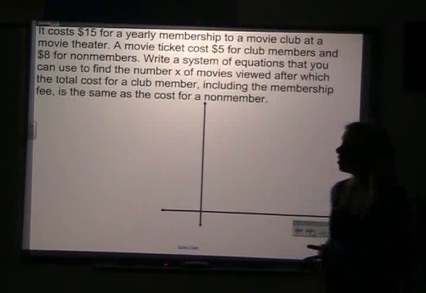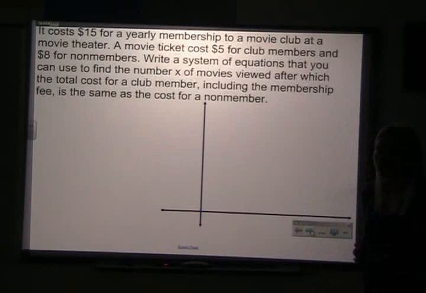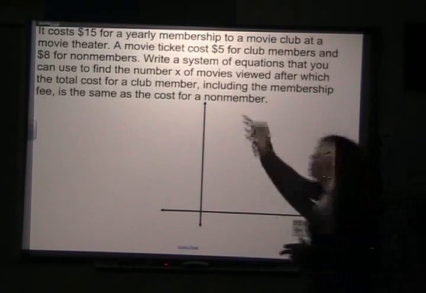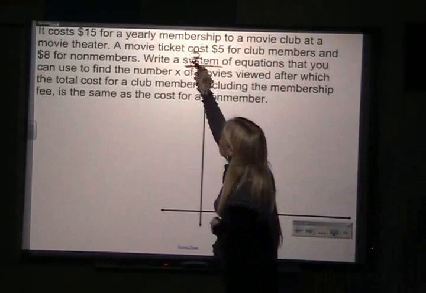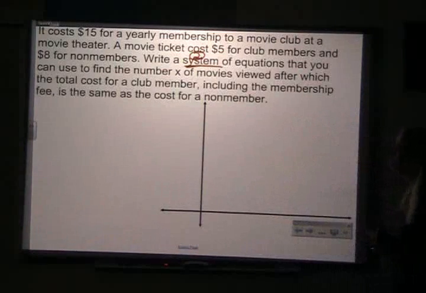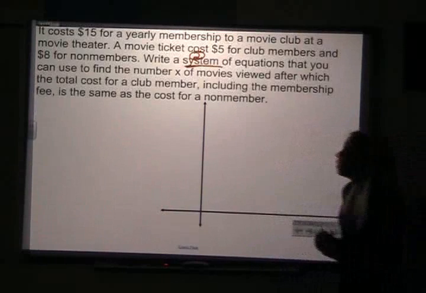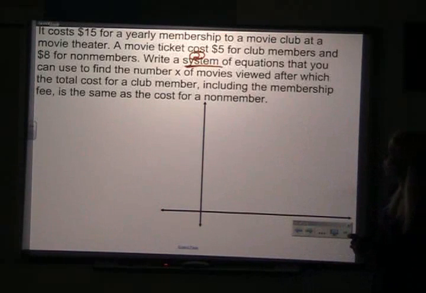And then we all like to skip our nice, beautiful story problems, so let's go through this one as well. It costs $15 for a yearly membership to a movie club at a movie theater. A movie ticket costs $5 for club members and $8 for non-members. Write a system. So a system means I have to have at least 2 equations that you can use for x number of movies, after which the total cost for a club member, including the membership fee, is the same as the cost for a non-member.